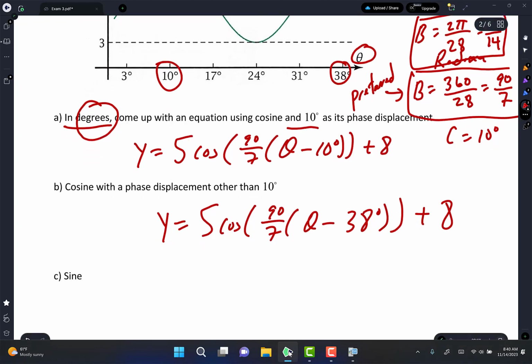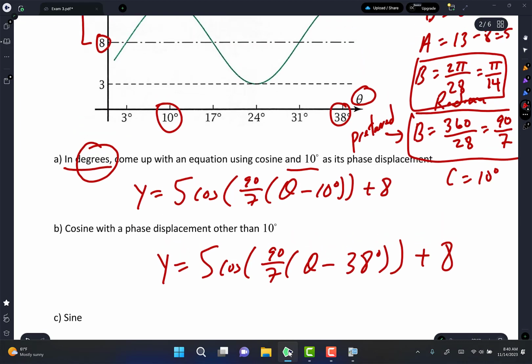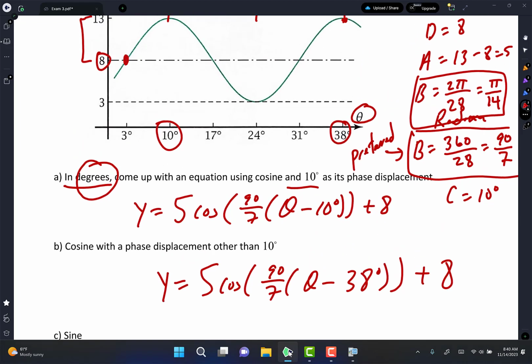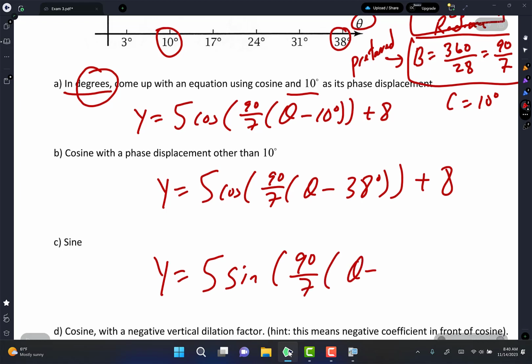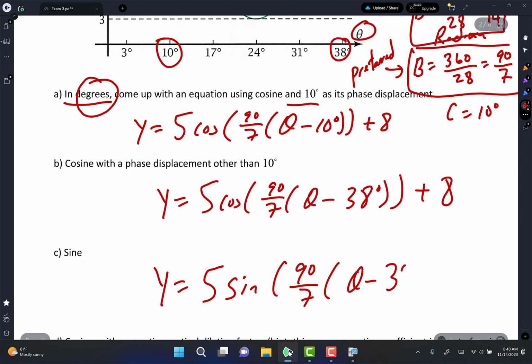And then for the sine, it says to use sine here. So if I use sine, I have to use a point of inflection on the way up, increasing. So I'm going to write y equals 5 sine, everything else is the same, 90 over 7, theta minus 3 degrees, close, plus 8. There it is.